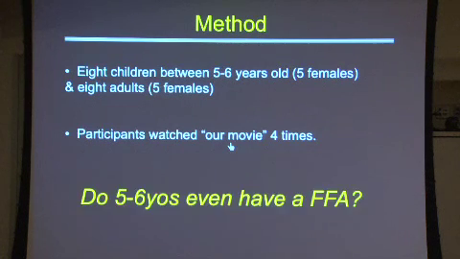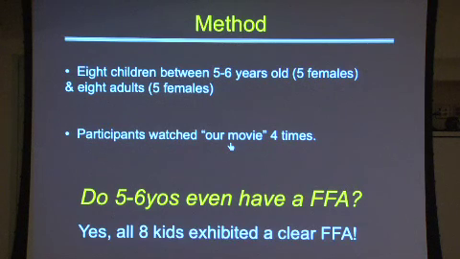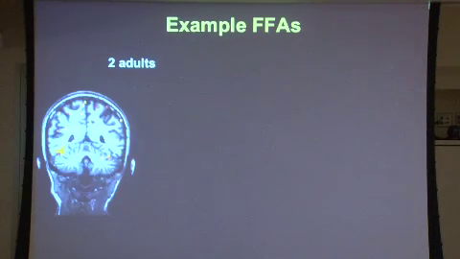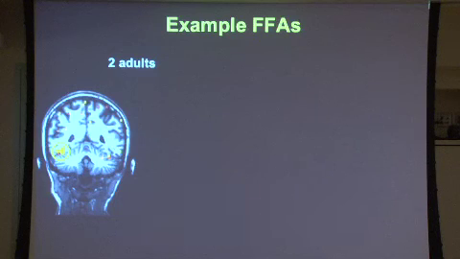Now, before we ask whether it looks like an adult, we better find out whether these 5- and 6-year-olds even have one. And I can tell you that, in fact, all 8 children that I've scanned thus far exhibit a clear FFA. And I don't only just have to assert that, I'm going to give you some examples. Let me show you first how it looks in an adult. So as expected, like Nancy had shown us, here is one adult, and we can see the right. In my data, the hemispheres are flipped as well.